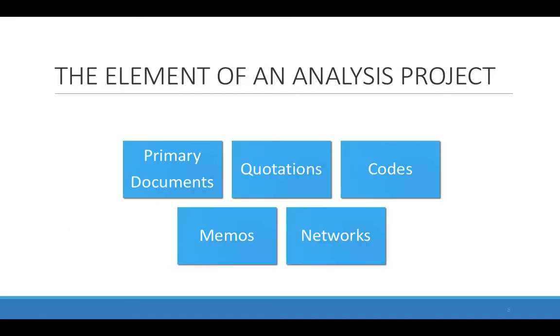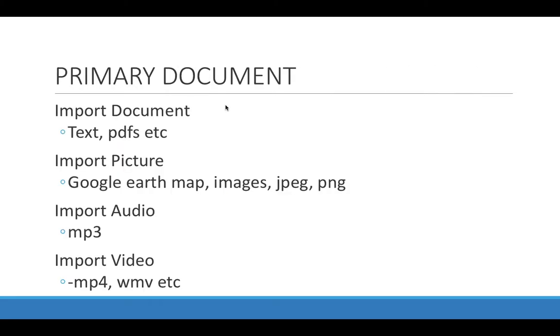So there are some elements that you have to know on data analysis, especially on qualitative research analysis. There are five main things that I am going to share with you. Number one is the documents. Number two is the quotations, codes, memos, and networks. I will straight away jump to the software.